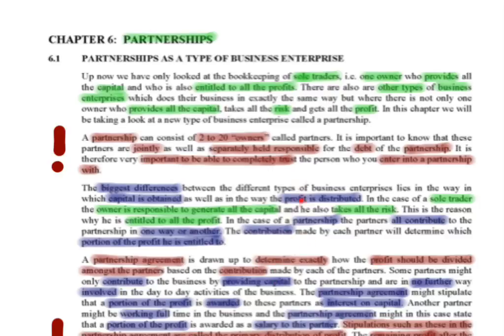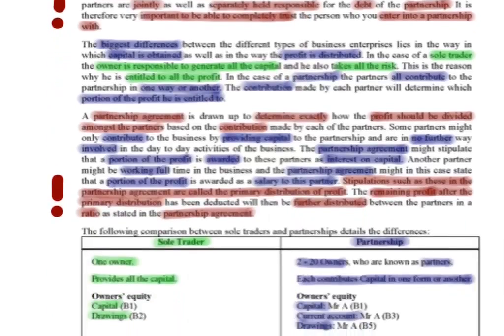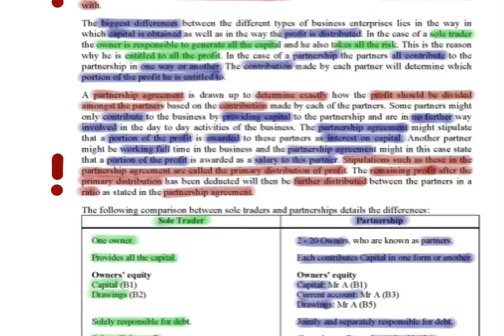Therefore, the biggest differences between the different types of business enterprises lie in the way in which we obtain our capital. Because we obtain capital from more than one owner, the way that we divide or distribute our profits will obviously change. In the case of a sole trader, the owner is responsible to generate all of the capital, and therefore he takes all of the risk, which also entitles him to all of the profits.